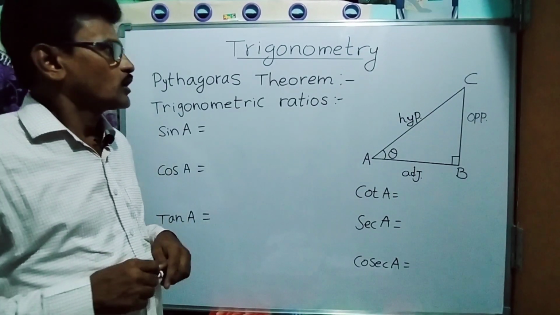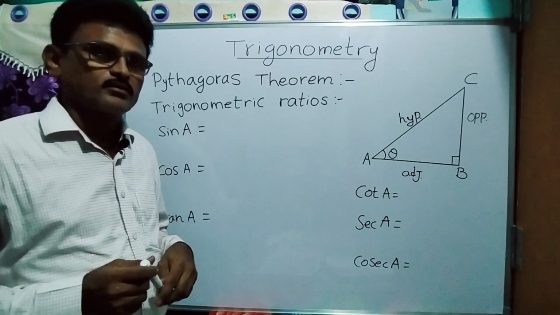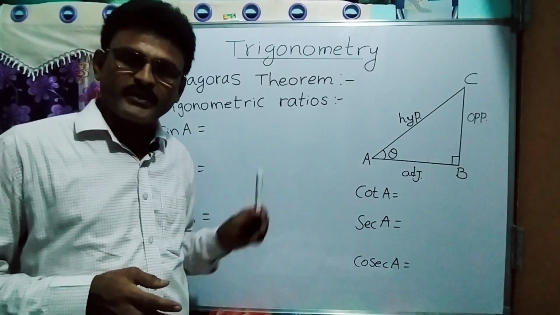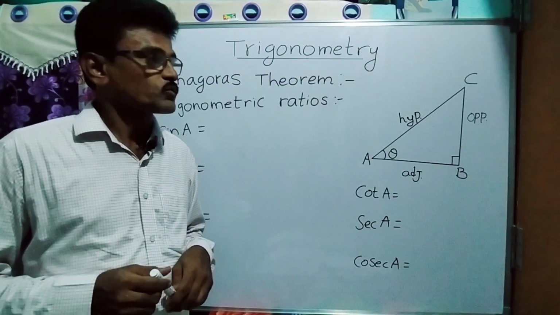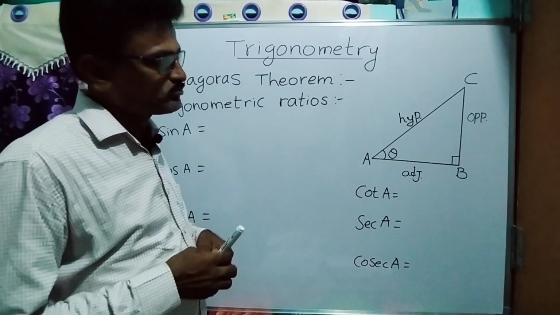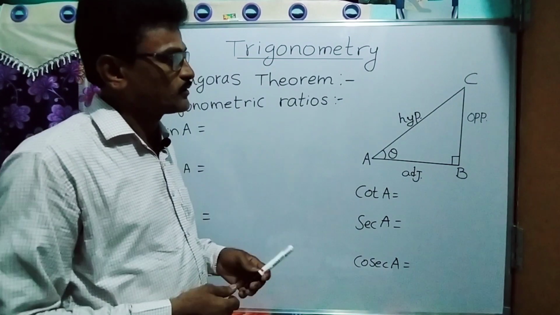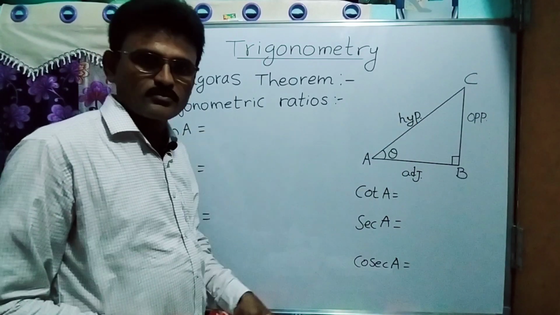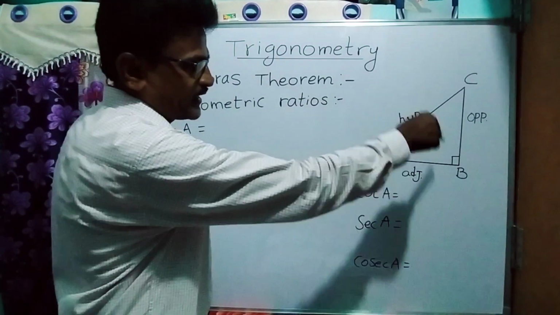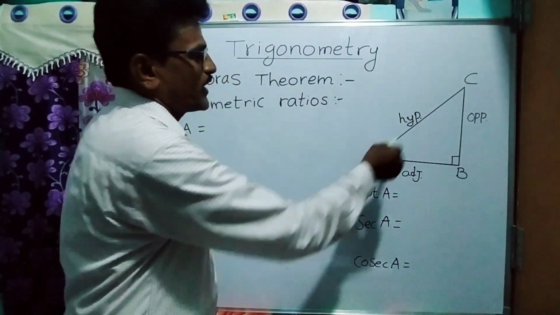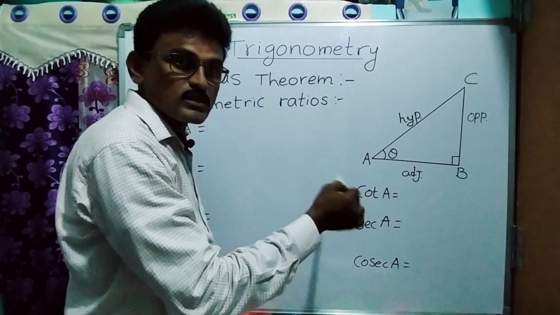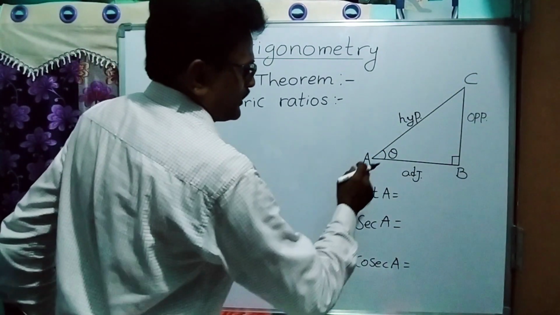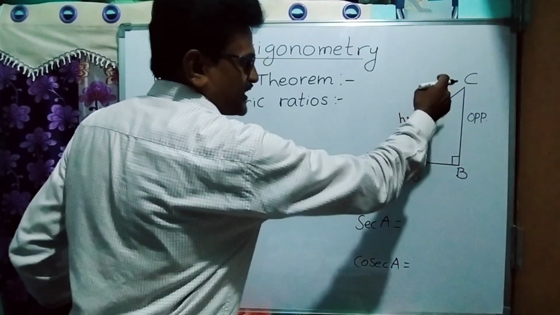See students, before going to the subject, first I want to introduce the Pythagoras Theorem, because in trigonometry it's very important. You know what the Pythagoras Theorem is? In a right angle triangle, the square of the hypotenuse is equal to the sum of the squares of the other two sides. In this figure, I named the triangle ABC, and AC is the hypotenuse.